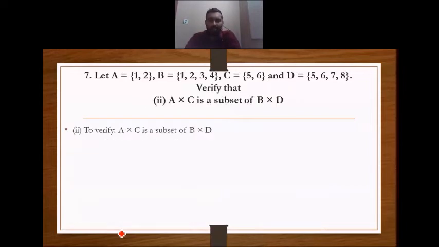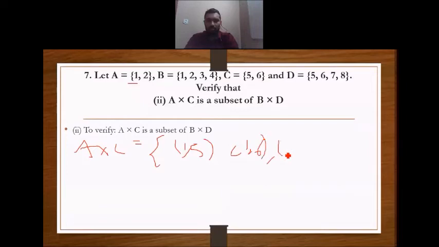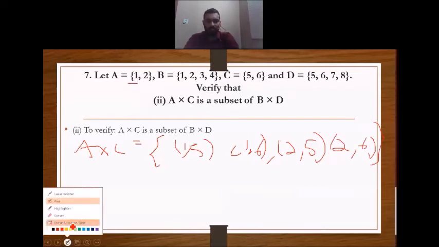Next we have to show A cross C is a subset of B cross C. So first find A cross C. What is A cross C? First element from the first set and second element from the second set. So we take the ordered pairs: 1 from the first set, second element from C, (1,5), then (1,6), then (2,5) and (2,6). So we took these ordered pairs. This is A cross C.